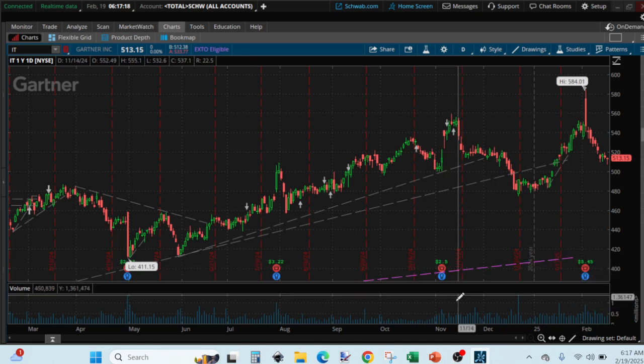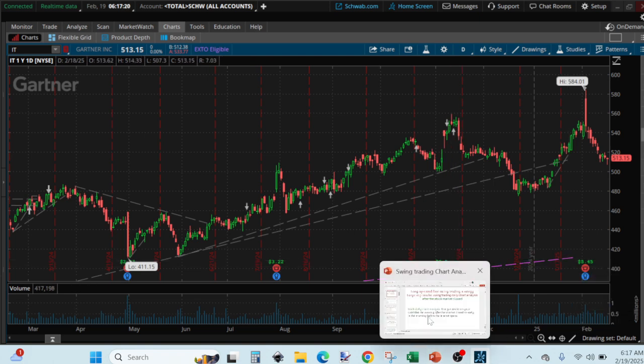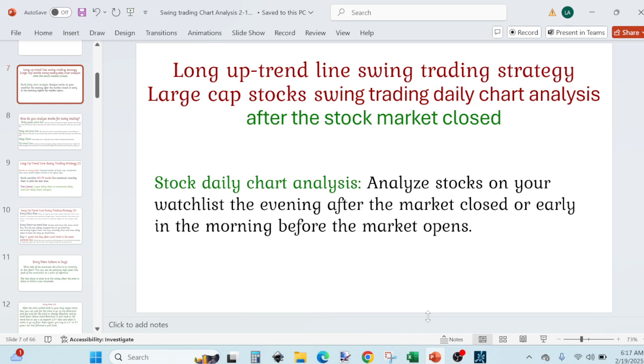So this concludes how you can analyze your stocks if you swing trade using the long swing trading strategy. It's all about where the price is in relation to the trend line you like to buy at, and if you bought it already, where the price is in relation to where you like to sell it.